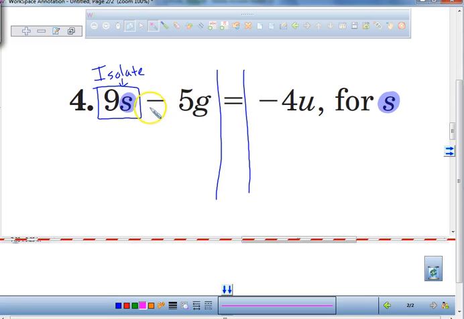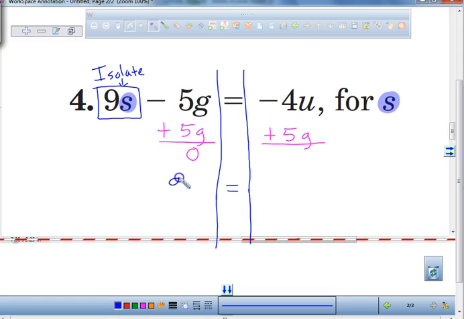Yes, because right now what's hanging out next to Mr. 9s? It's negative 5g. How do we get rid of 5g? Gonna add 5g. Yeah. On both sides. And these added 5g's cancel out. We're going to add 5g to this side. So what do we have on the left-hand side of the equal sign? 9s equals. Go ahead, see if you got it. Negative 4u plus 5g. There we go.